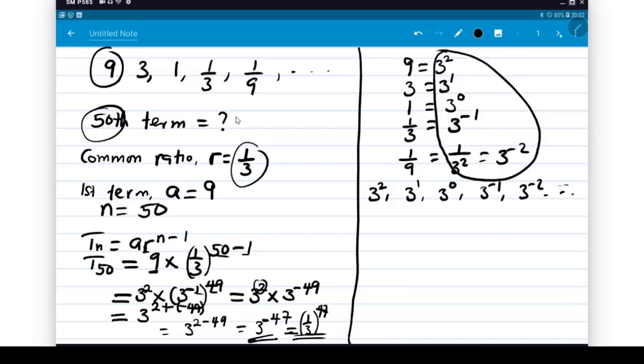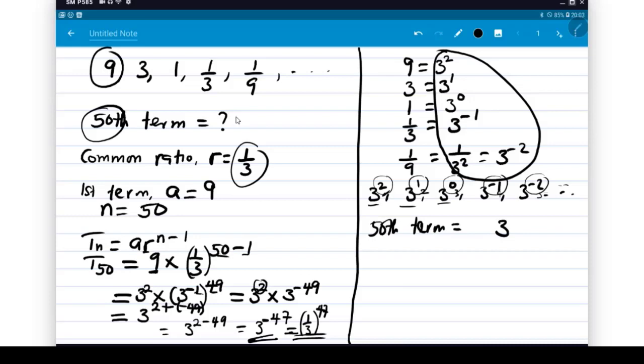So the powers are actually giving me consecutive integers. Remember that? Consecutive integers 2, 1, 0, minus 1, minus 2, and so on. So if I want to get the 50th one, this is the first, the second, the third, the fourth, the fifth. I want to get the 50th. So what do I do here? It's all about just looking at the power, because these are all just 3 raised to a power. So my 50th term will still be 3 raised to a power, but what power?